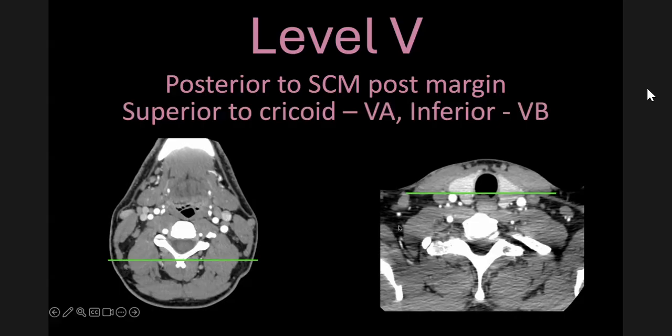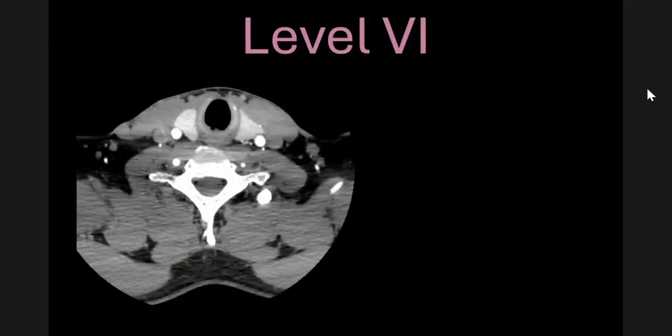And these lymph nodes are divided into 5A and 5B. And that landmark is the inferior margin of the cricoid cartilage. So the lymph nodes that are superior to the cricoid cartilage are level 5A, and the lymph nodes that are inferior to the cricoid cartilage are level 5B lymph nodes. What about level 6 lymph nodes?